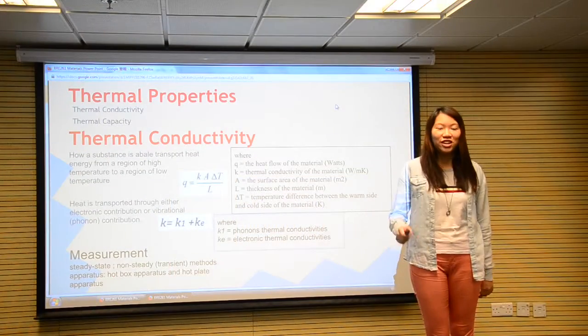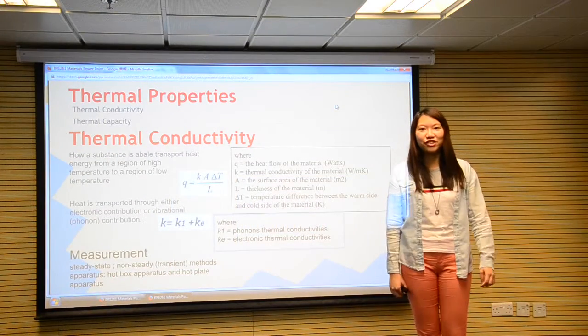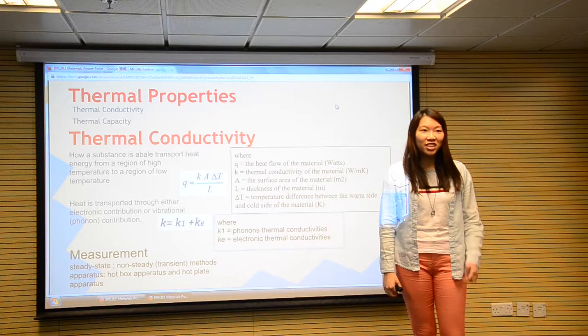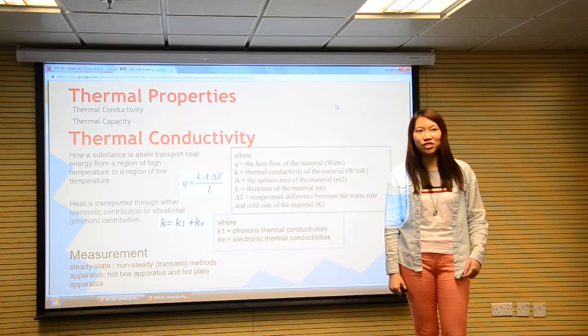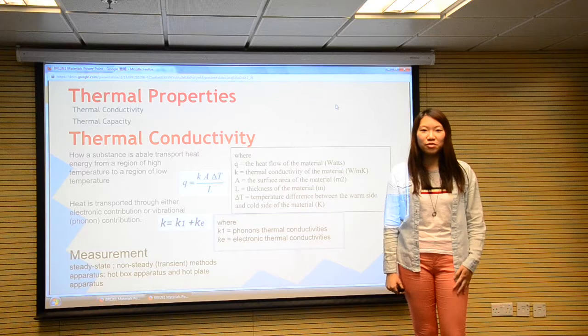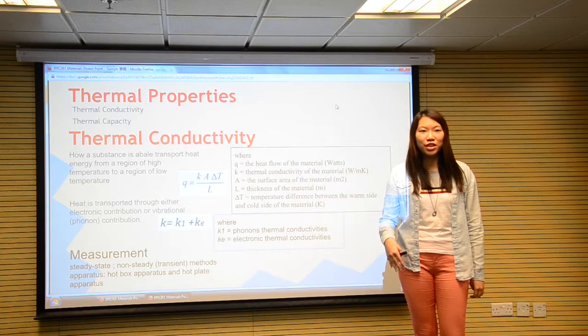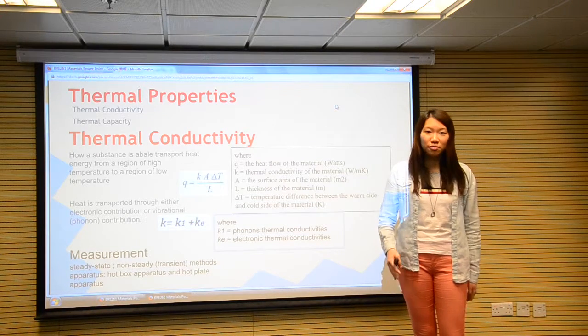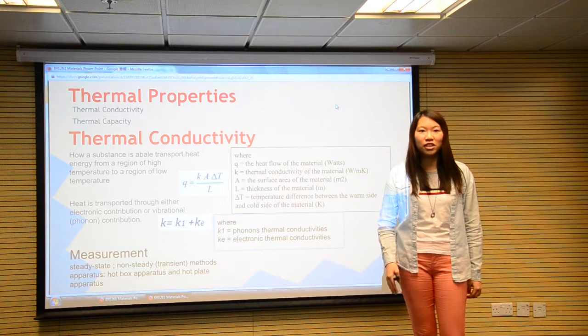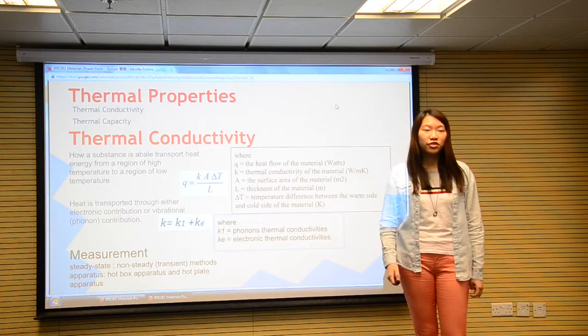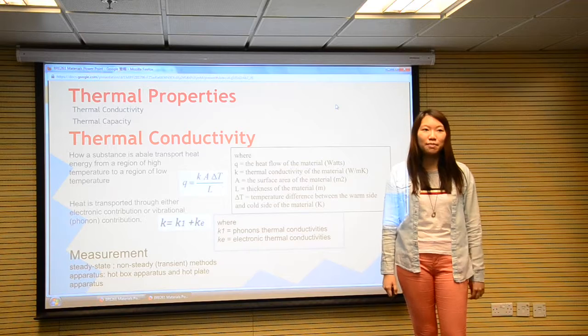Thank you. So I'll talk about the thermal properties of these few building materials. In order to evaluate the building materials' thermal properties, we can evaluate from different aspects. For instance, thermal capacity, thermal conductivity, thermal mass, or even thermal expansion. And in this project, we'll mainly focus on thermal conductivity as well as thermal capacity.